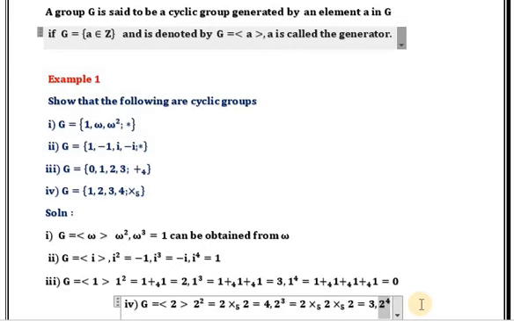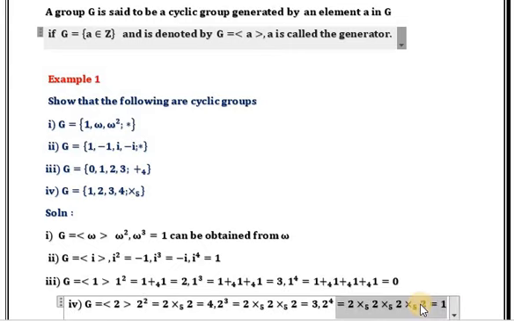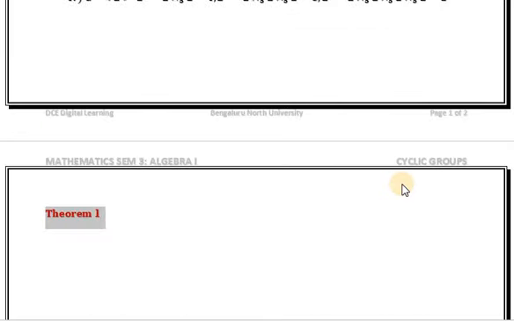Example, 4 and 3 can be expressed like this. Similarly, 1 also, 2 into 2 into 2 into 2. So 2 2s are 4, 4 2s are 8, 8 2s are 16. 16 is the product, and when you divide it by 5, remainder is 1. So all elements of the fourth group can also be expressed as integral powers of 2. Therefore, 2 is the generator. Let us learn about the properties of the cyclic groups.